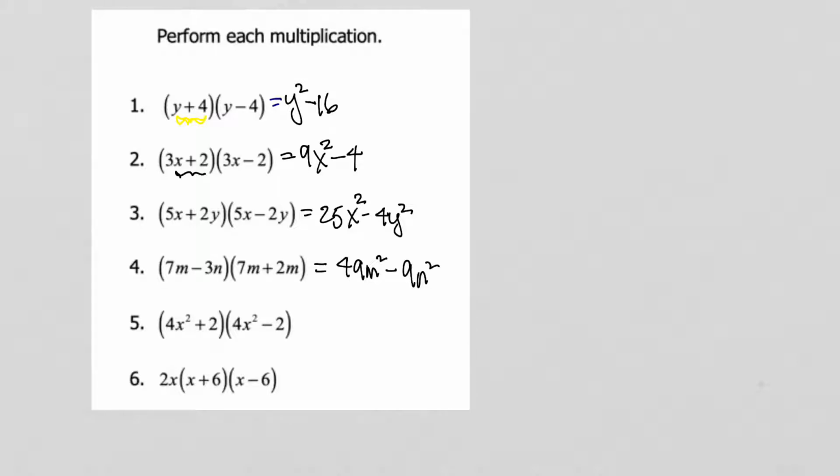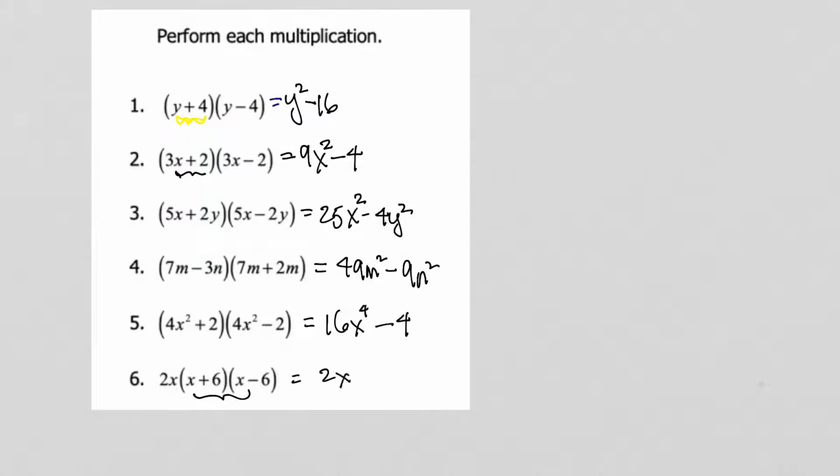And then in number 5, square the first. Now, 4x squared times 4x squared is 16x to the 4th. Put a minus sign and square the second, 4. In number 6, let's take care of these first.